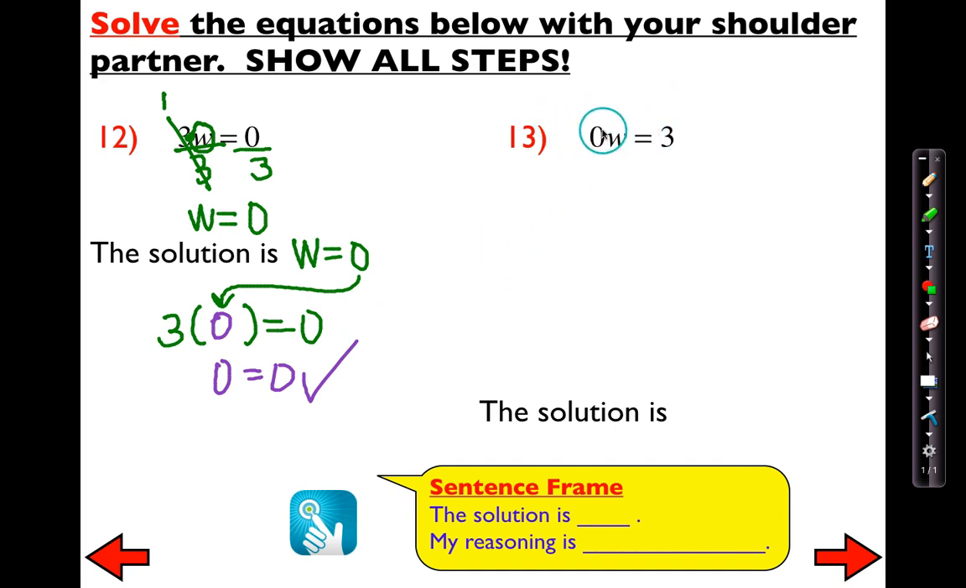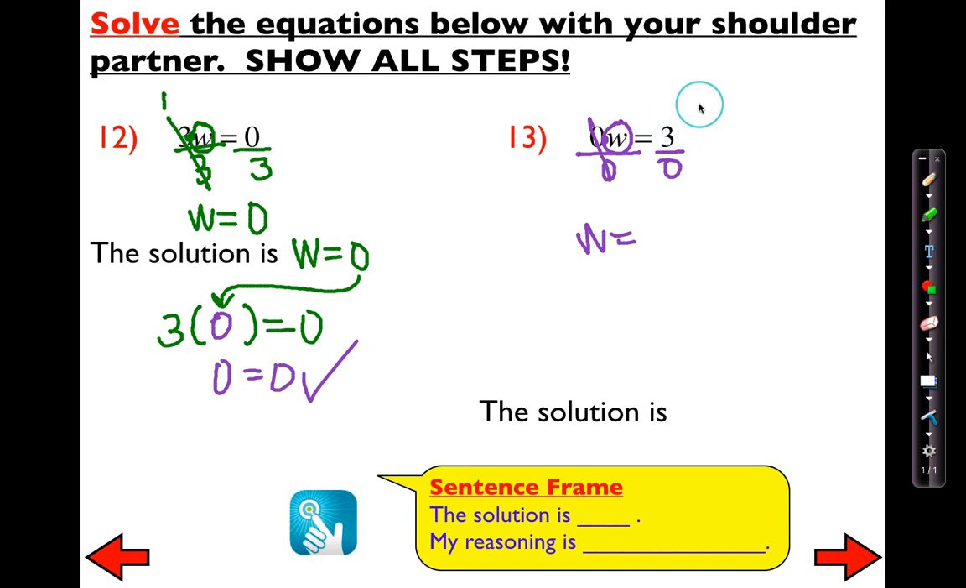Now let's take a look at this one. This one's 0W equals 3. So what do I do here? Well, again, we're isolating W. So what does this mean? It means 0 times W. So the inverse of that would be to divide both sides by 0. So here, these are going to cancel out and leave us, well, kind of, okay? We don't have to get into the logistics of that, but just know that this would leave us with W equals, and let's see, is this really a 0?